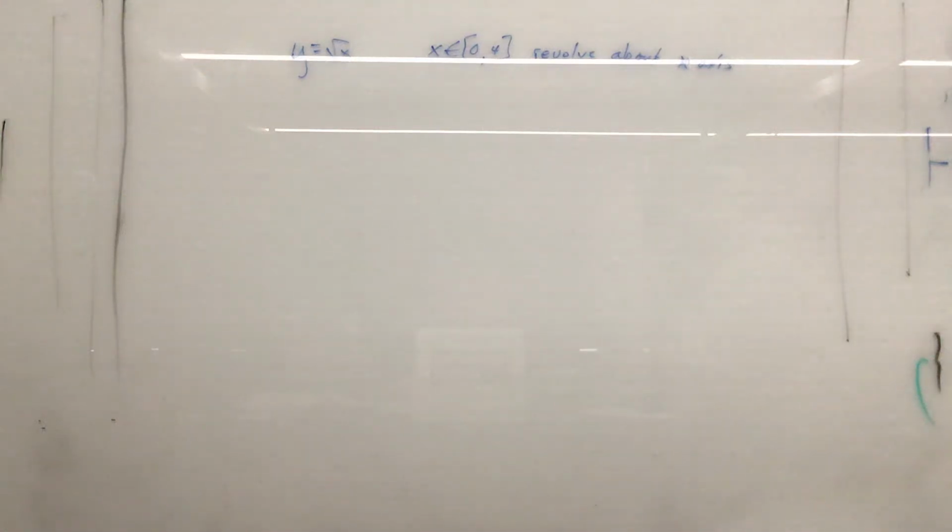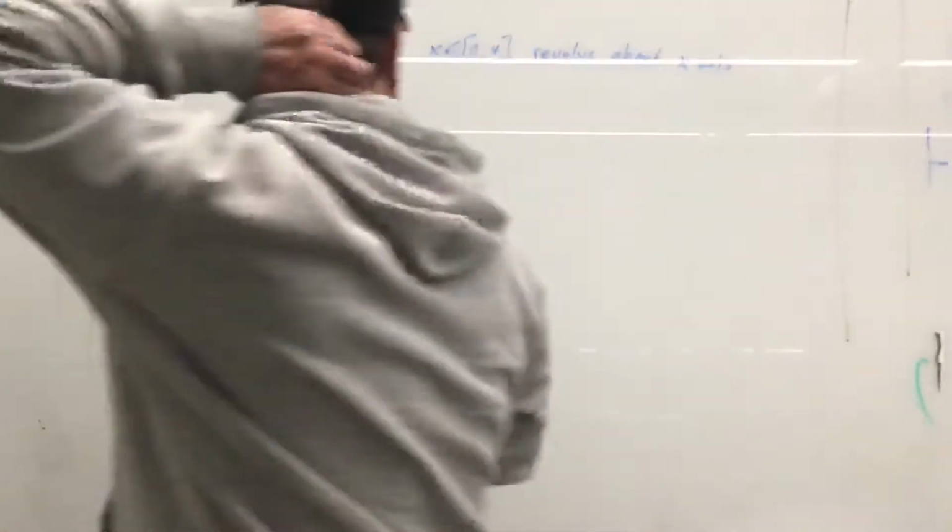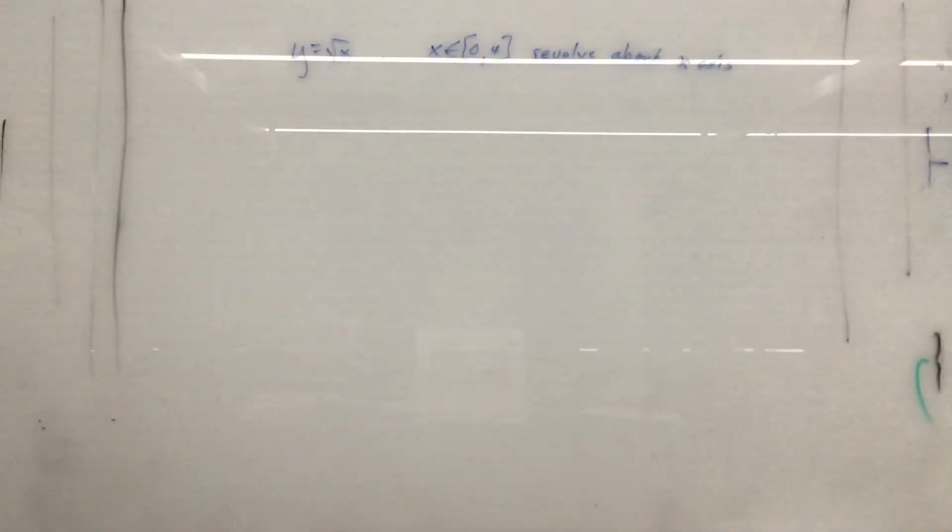We have to be careful about the statement of the problem because here's almost the same problem. Still the same function, y equals square root of x, x domain being from 0 to 4. But now I'm saying revolve this around the x-axis.